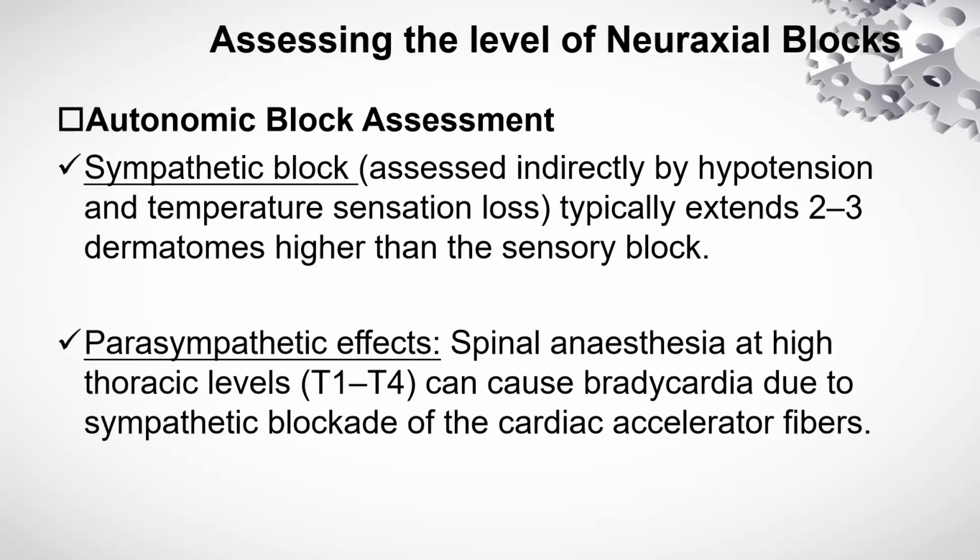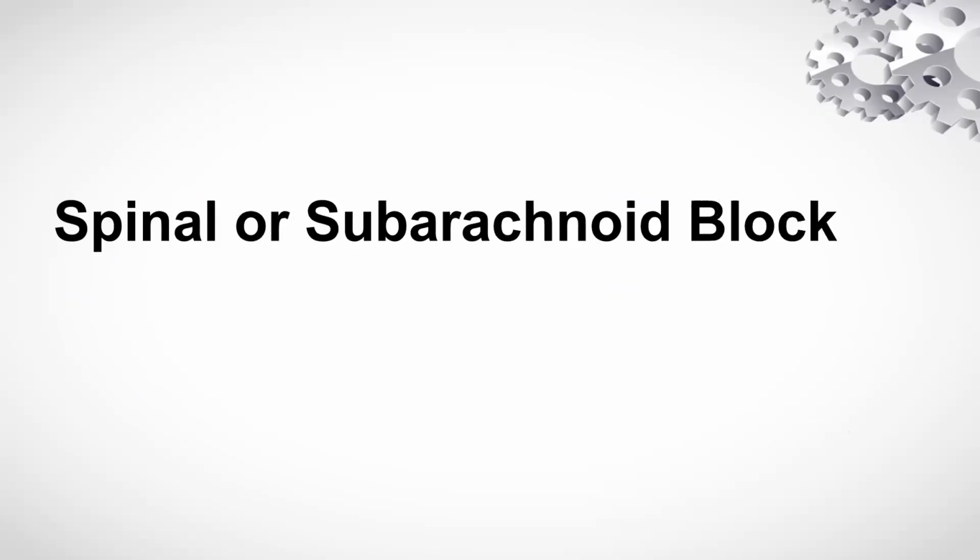Autonomic block assessment, all right, we can use the temperature test, the degree of hypotension, or the parasympathetic effect of spinal anesthesia at higher thoracic levels, which can cause bradycardia. All right, so 3 levels of assessment: the sensory, motor, and the autonomic block assessment.